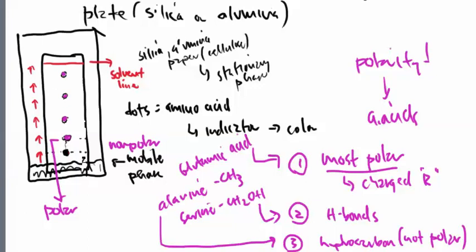If we take a look at the top spot, we would see that this spot has moved the most. And because that's moved further up, it means it likes to hang out with the mobile phase more. If it hangs out with the mobile phase more in this setup, then this would be our more non-polar amino acid. So that is how you determine, or at least predict, the order of separation. And this is using a non-polar mobile phase.